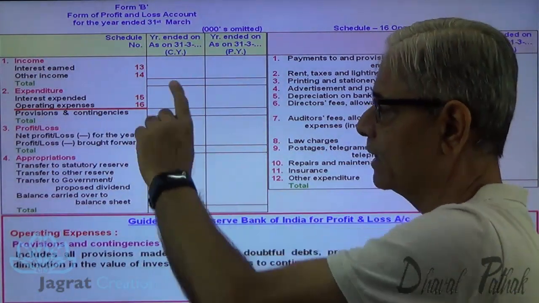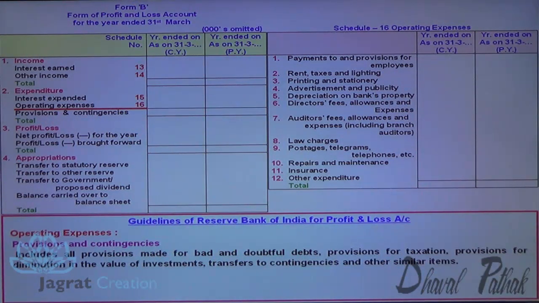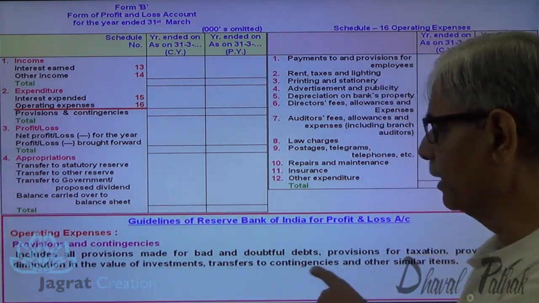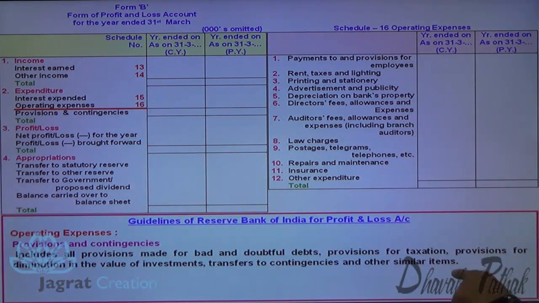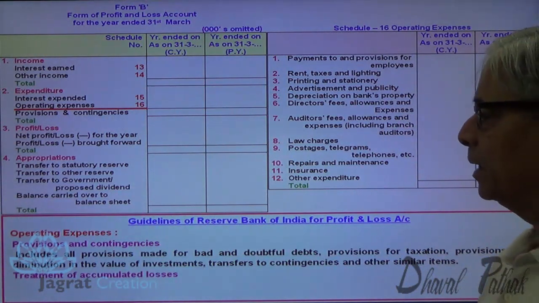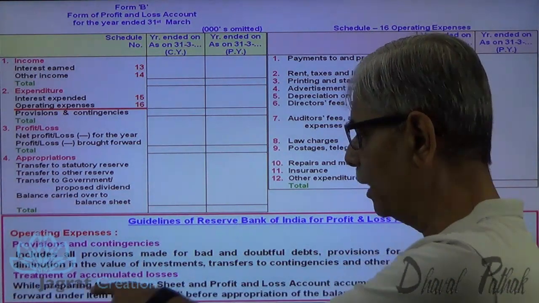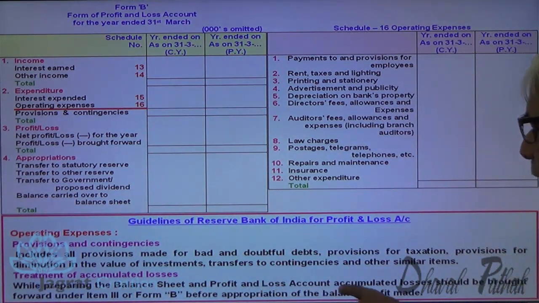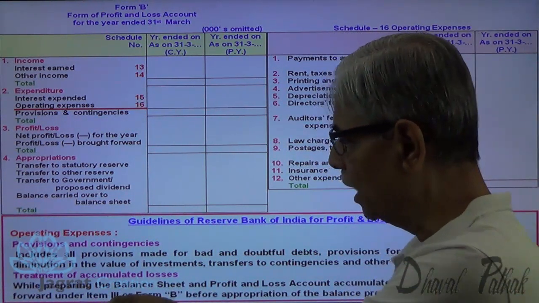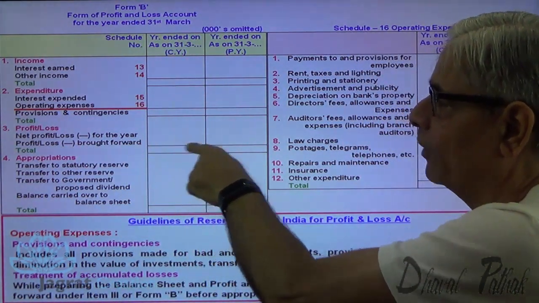Now, provisions and contingencies include all provisions made for bad and doubtful debts, provision for taxation, provision for diminution in the value of investment, transfer to contingencies and others. Similar items are to be shown under this title. Treatment of accumulated losses. When preparing the balance sheet, the profit and loss account, accumulated losses should be brought forward under the item 3. Brought forward profit and loss account.